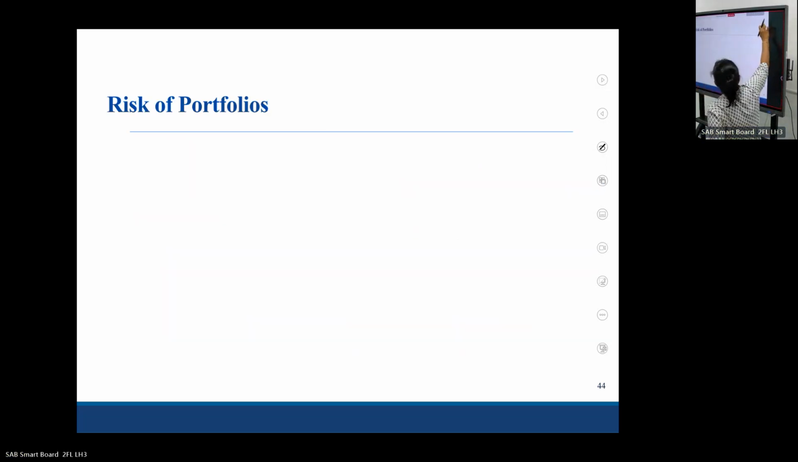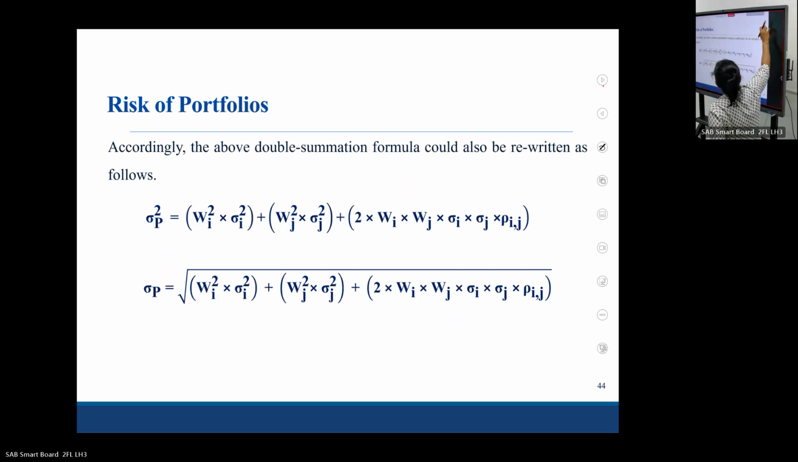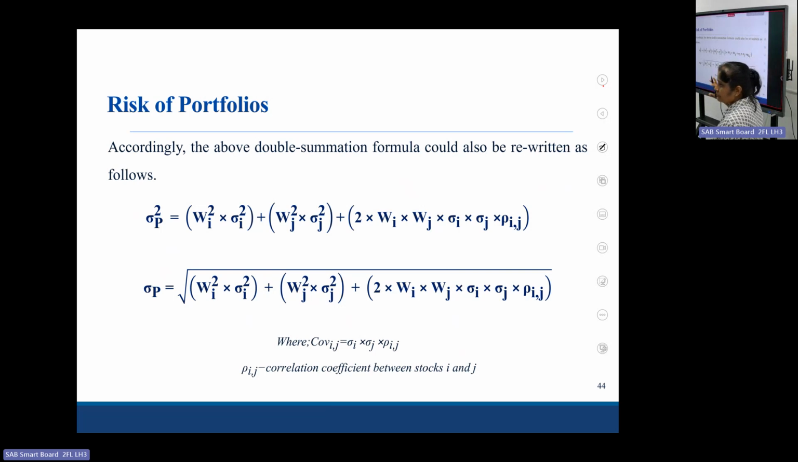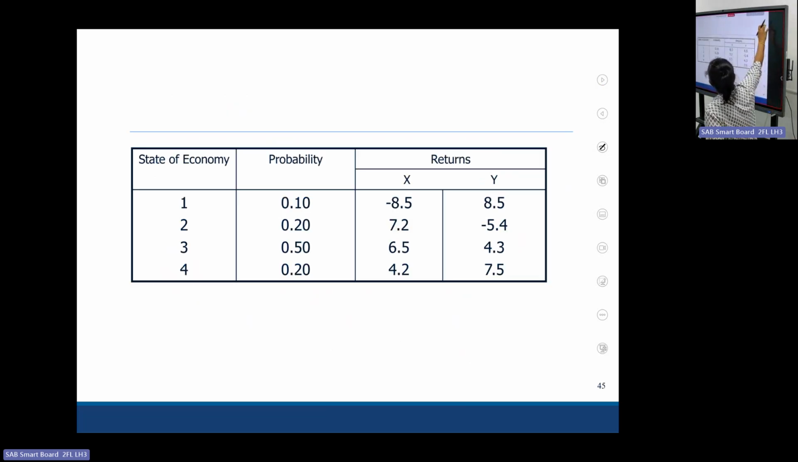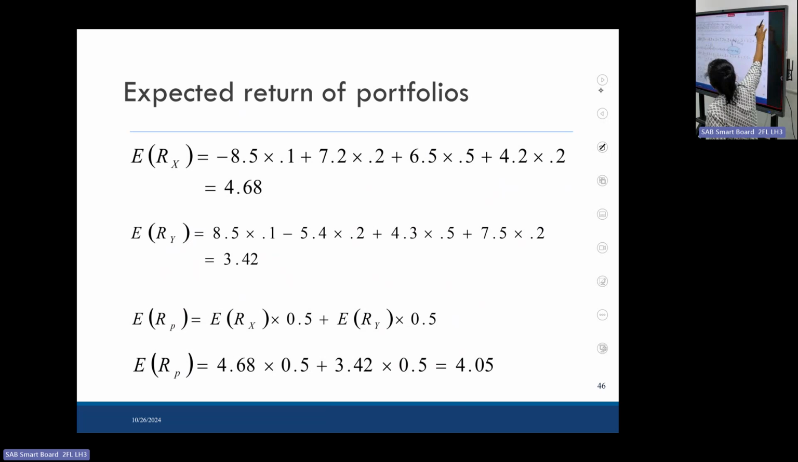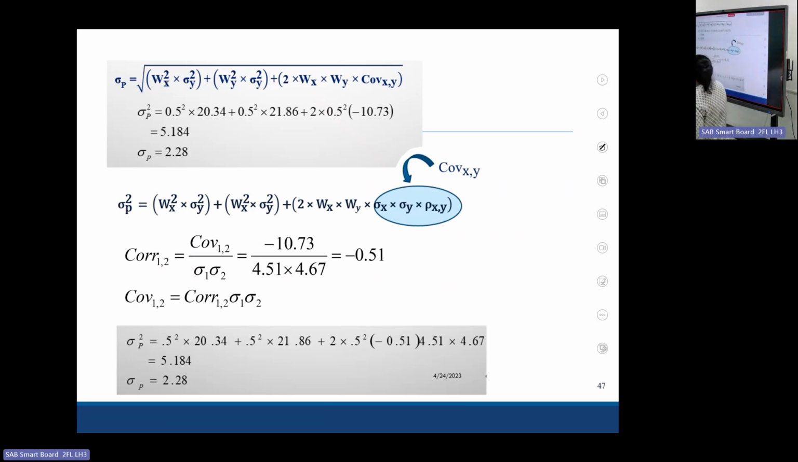Now, this is the expanded formula. Nothing difficult. Instead of the covariance, we substitute standard deviation X and standard deviation Y. This is the correlation coefficient. So if you calculate using this, you will get the same answer. Don't worry about that.